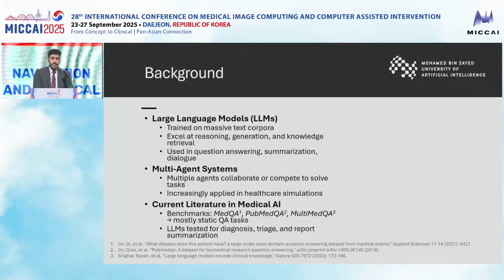But for now, let's just take a step back and give a quick background. So, as you should all know, large language models, or LLMs, like ChatGPT, are trained on massive collections of text. They've shown great ability in reasoning and language generation in general. So this has enabled strong performance on tasks like question answering, summarization, and even dialogue.